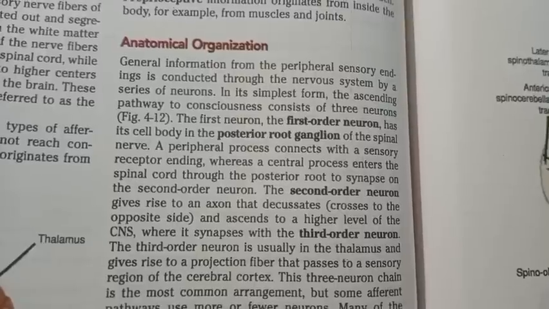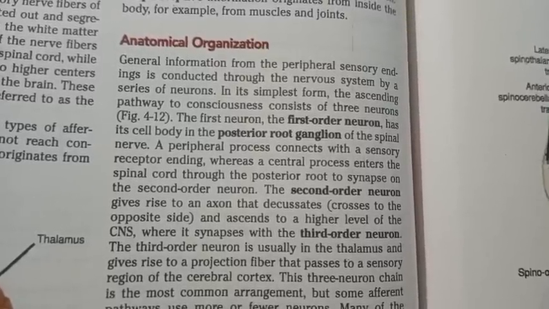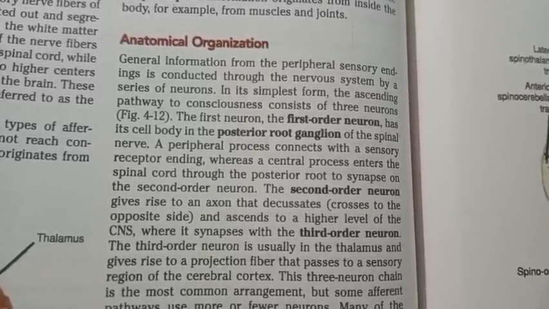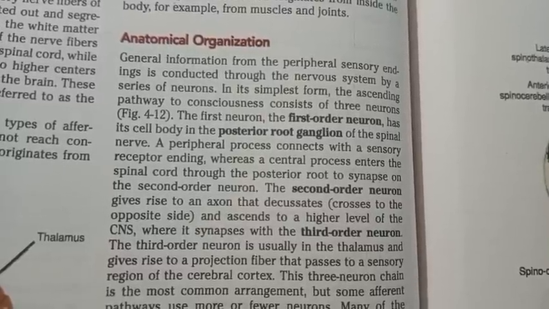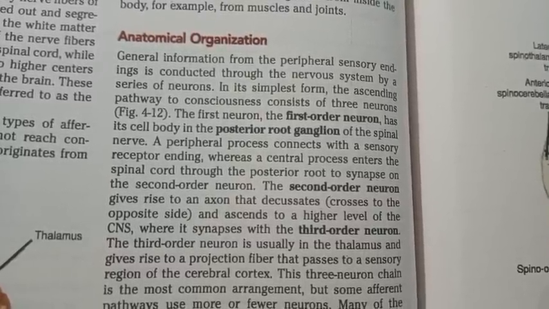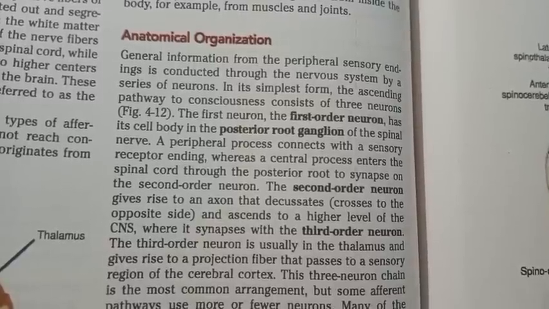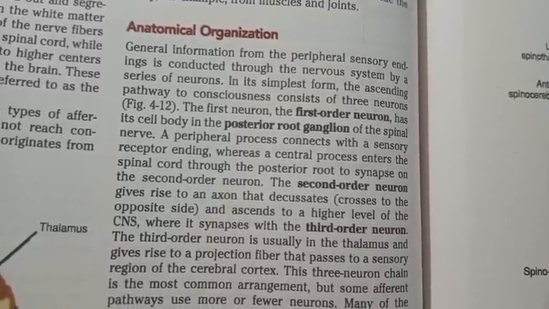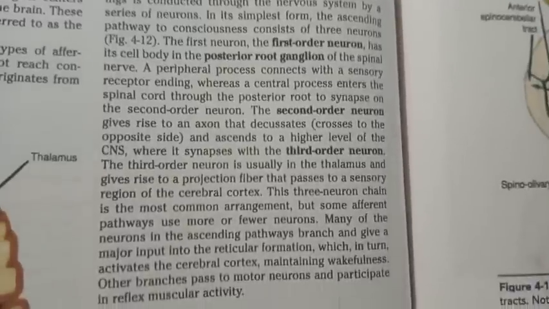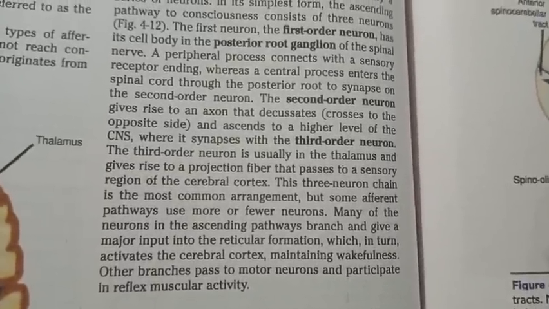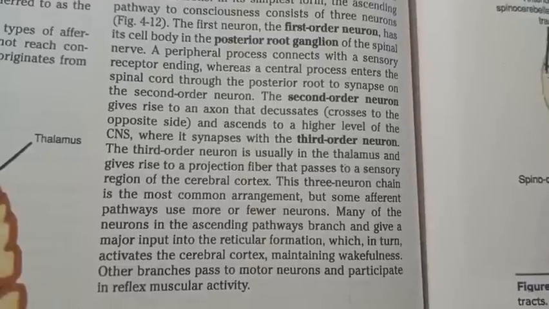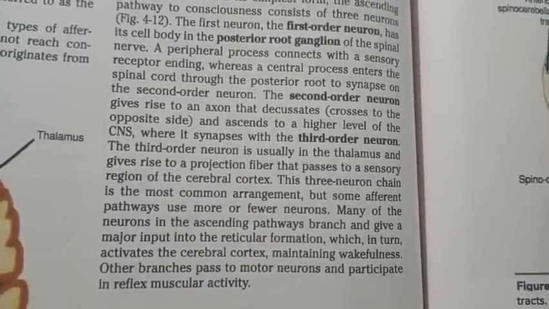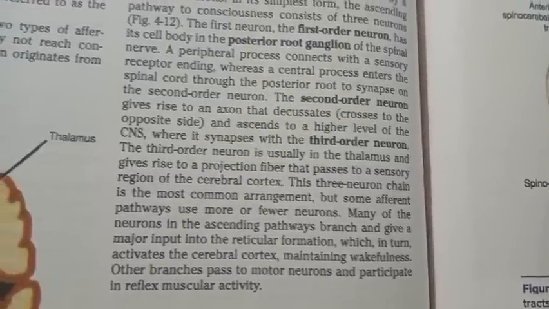First is the first order neuron, which is the posterior root ganglion, and the peripheral process connects, whereas the central process enters through the posterior root. The second one is the second order neuron, and it has its own root, and the third one is the third order neuron, and it has its own root.